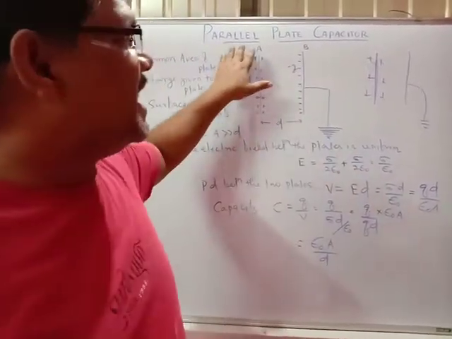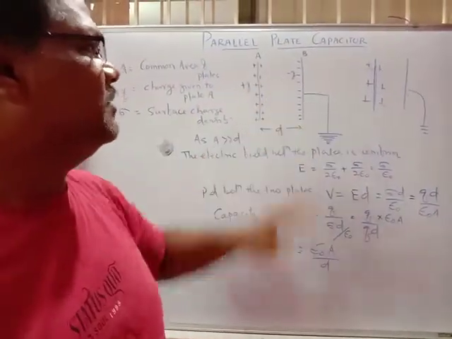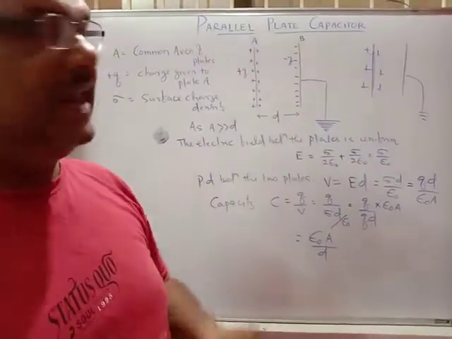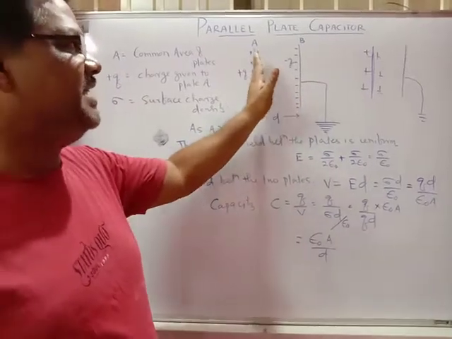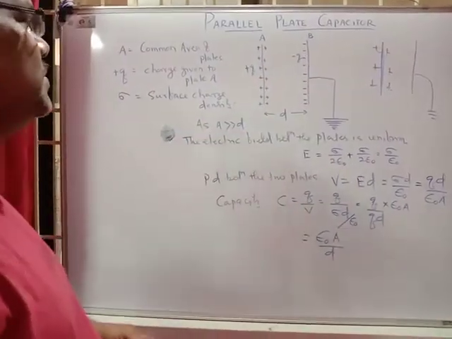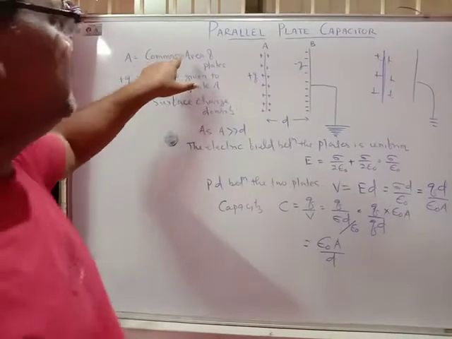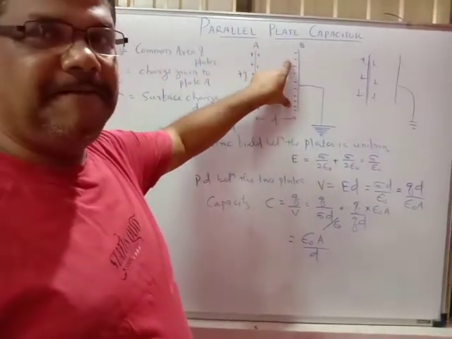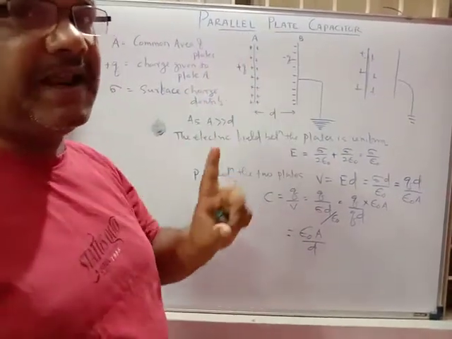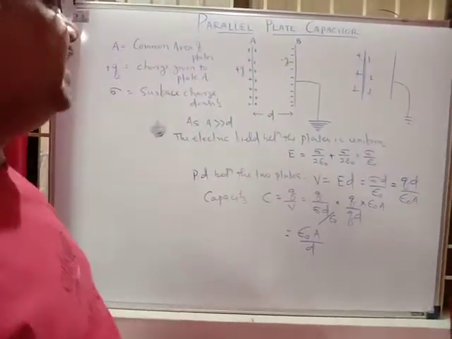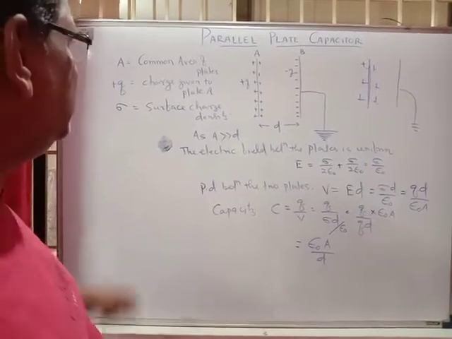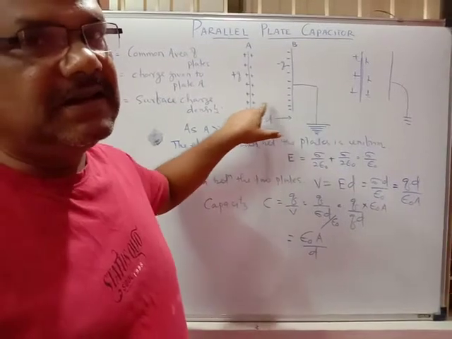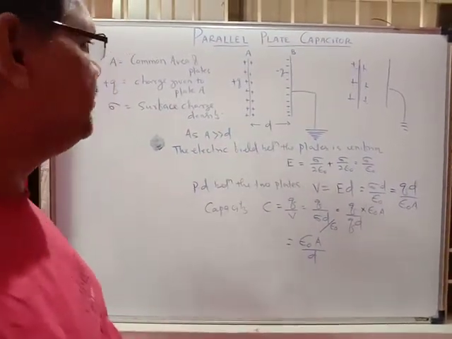So the parallel plate capacitor is the simplest form, because both the plates are simply made parallel. These are the plates, plate A and plate B. Both plates have a common area, capital A, and d is the separation between the two plates.